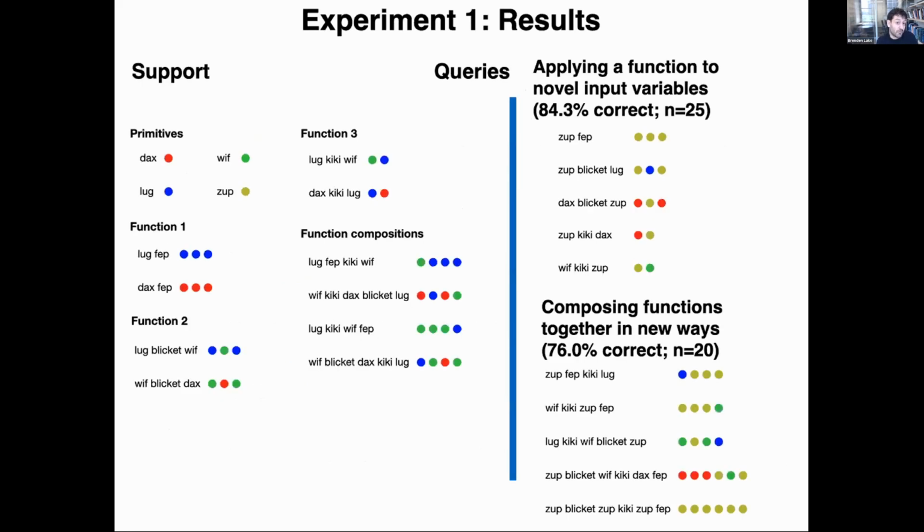And in terms of the overall level of performance, how systematic are people really on these types of tests? In terms of applying a function to novel input variables, people are around 84% correct. And in terms of composing functions together in new ways, they were still good, not quite as good, but 76% correct. And here, they were actually asked to generate longer sequences than they had seen during training, more functions composed than they had seen during training. And these turn out to be major issues for neural sequence models when they're trained, but people are able to do this in this task.